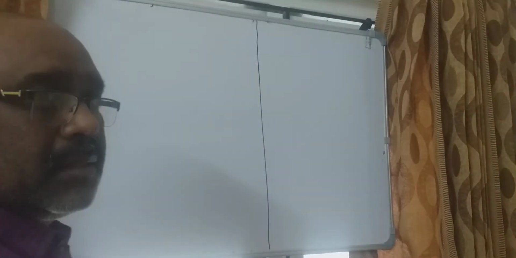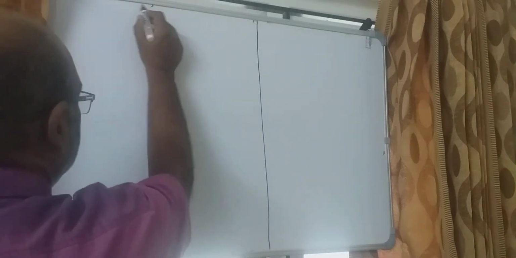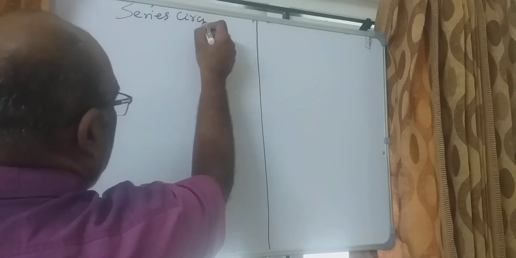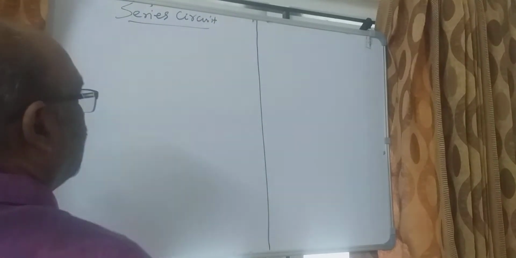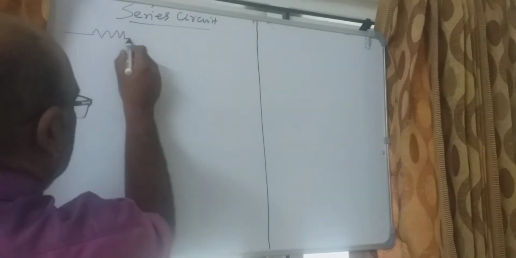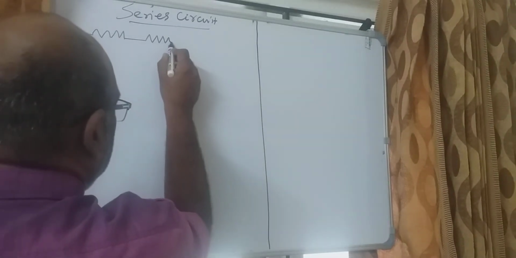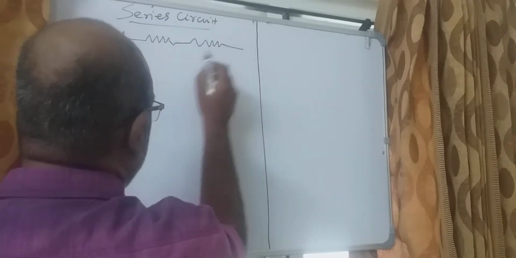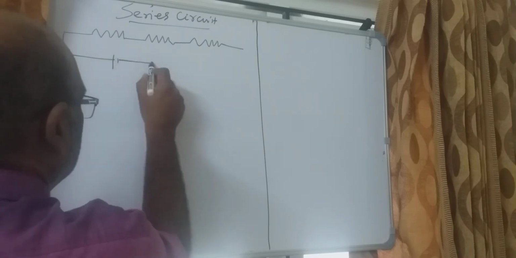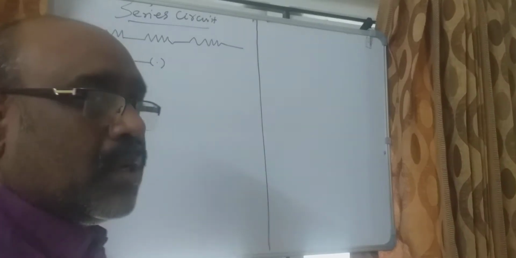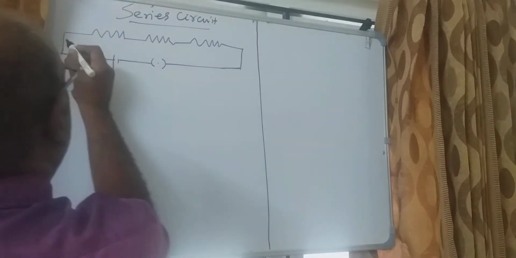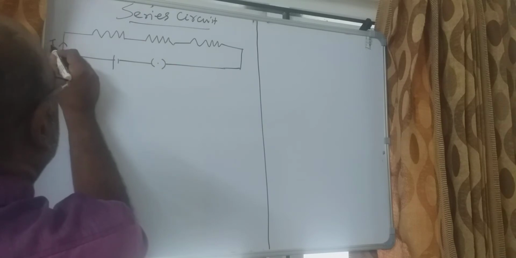Let us connect here three resistances in series in this circuit. So, let it be first resistance, the second resistance and the third resistance, which are connected in series to each other. I am closing the circuit so that there will be a current flow in the circuit.